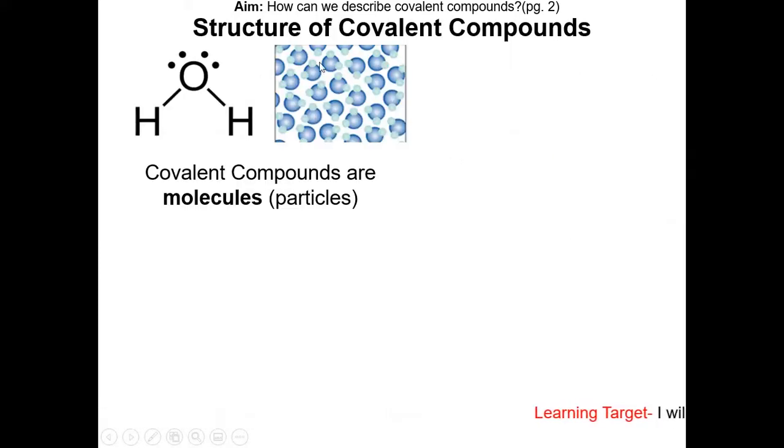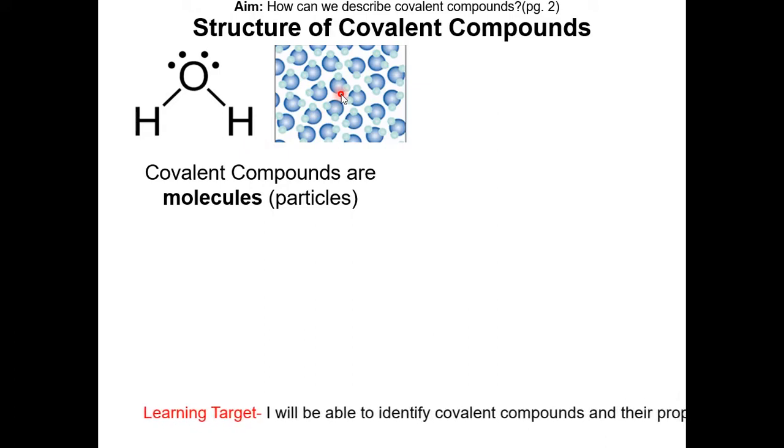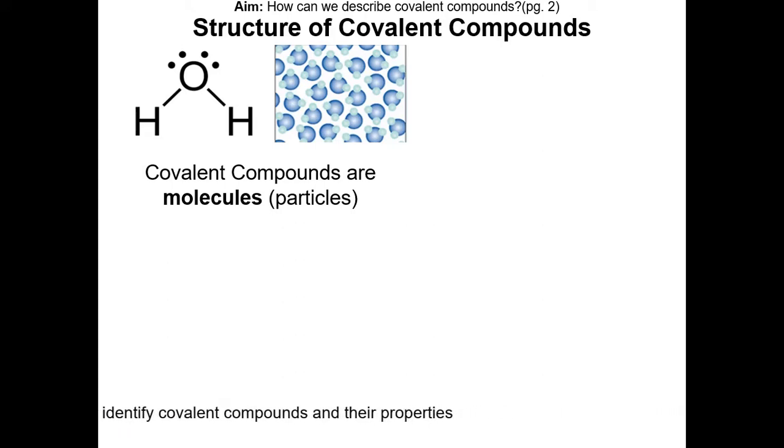Now we're going to talk about the structure of covalent compounds. In order to understand the properties, we need to understand the structure. So covalent compounds are molecules, which are particles. Water is a covalent compound. If you look at the sample of water, notice that the water molecules are not covalently bonding with other water molecules. To compare this with ionic compounds, ions in the crystal lattice have ionic bonds to all nearby ions.